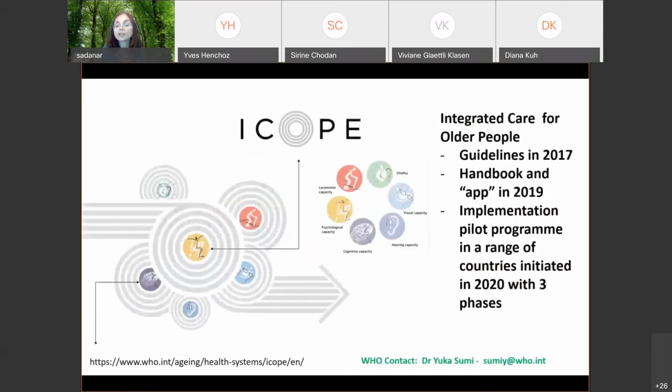We do have one program that we are now developing on integrated care. It's one of those guidelines, but even once you have the guidelines, you need to have the tools to actually implement that.